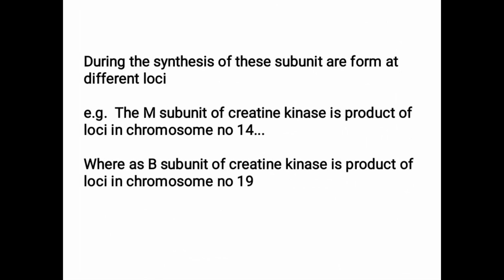During synthesis, these subunits are formed at different loci. Example: the M subunit of creatine kinase is the product of a locus on chromosome number 14, whereas the B subunit of creatine kinase is the product of a locus on chromosome number 19. So this is all about the isoenzyme.